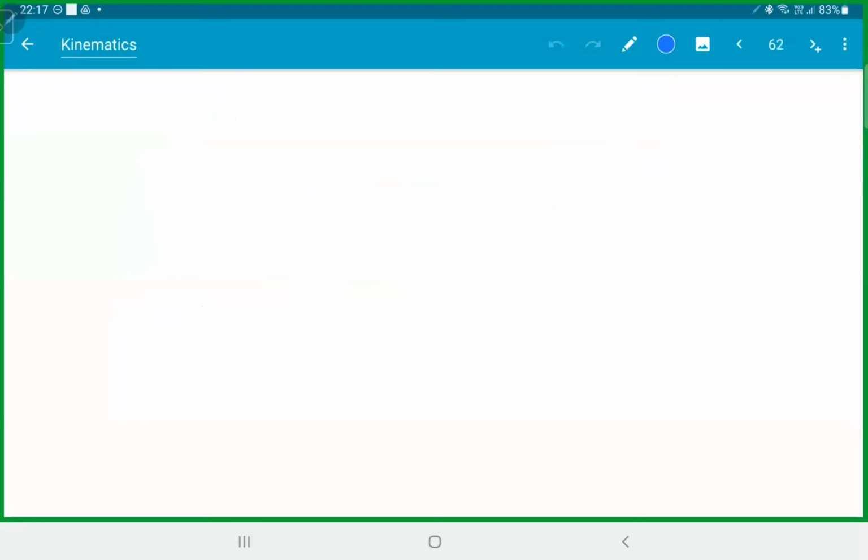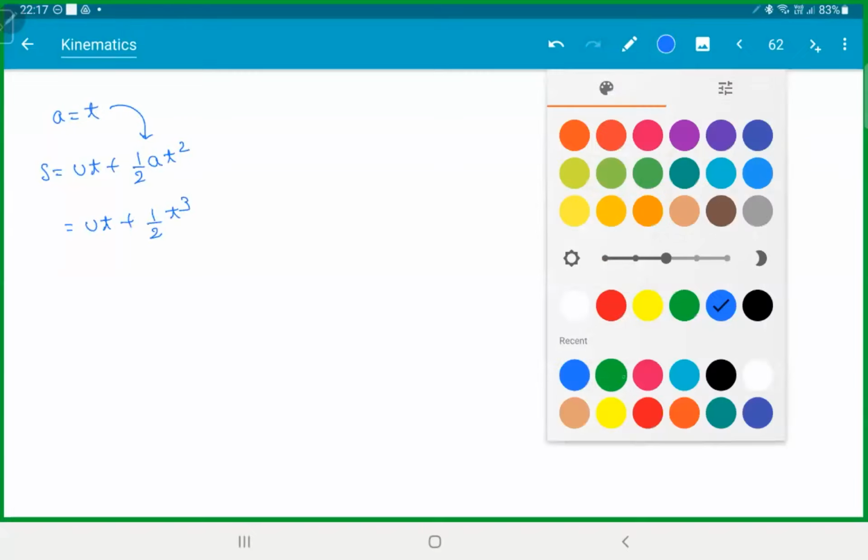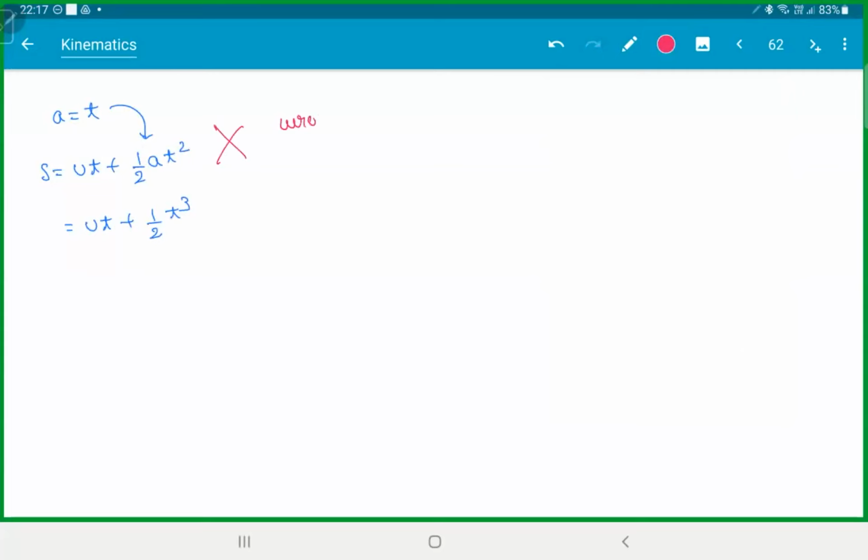Now, how to do this thing? First of all, acceleration a is equal to t, so you can't use the regular equations. Don't do this. I have seen people doing this: s is equal to ut plus half at square, they take this a and put it here, and we get ut plus half t cube. This is a blunder. Why? You can't use this equation, a is not constant. You can't use s is equal to ut plus half at square when a is not constant. So don't do it this way. This is wrong. Be careful.